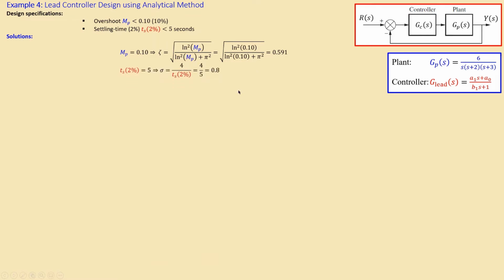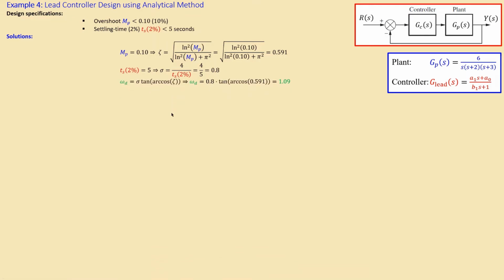Now the next one is the absolute damping, which is sigma, which will give us the real value of our design point. Sigma is given by 4 over the settling time, so 4 over 5. I've again taken the settling time at the edge of our maximum value. That will be 4 over 5, 0.8. That will be the real part of our design point.